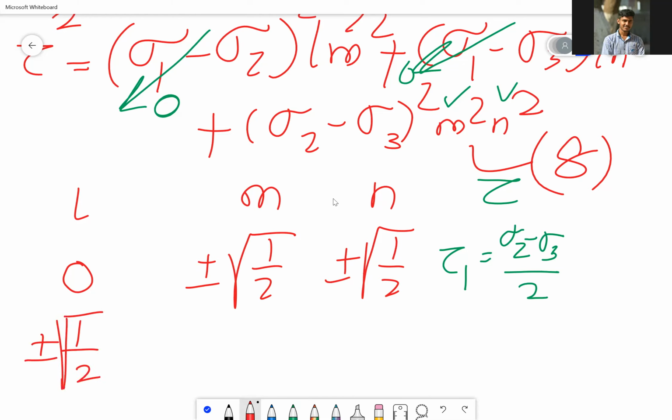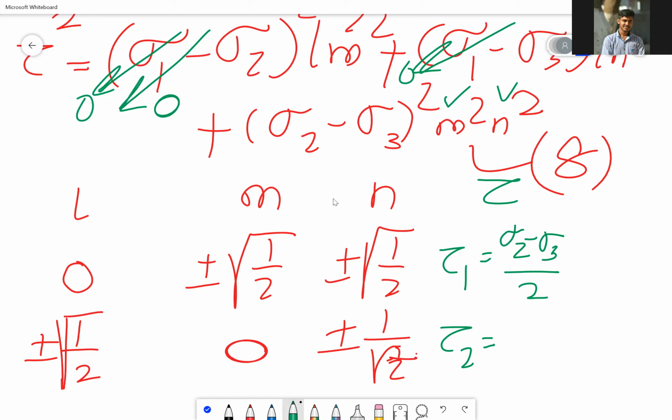Then M is equal to 0 and N is plus or minus 1 by root 2. So what will go, 1 by root 2. So what we will find here? We'll find the tau 2. We're writing this tau 2. Tau 2 is that where there is an M component, that component will also be 0. This component is going to be 0. And where there is another M, this component will also be 0. So now this component will be present, that is sigma 1 minus sigma 3 divided by 2.